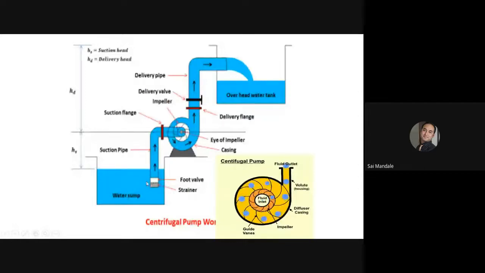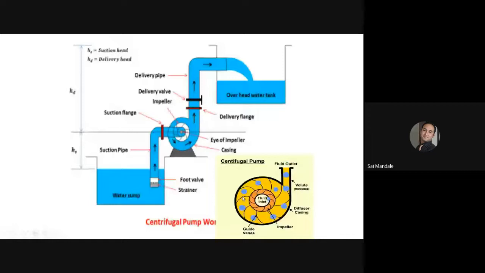So strainer is nothing but a filter. Footwall is nothing but a one-way valve. It allows water to go in one direction only. Means once the pump stops working, the water gets trapped in the suction pipe only. Okay. So the water is trapped in the casing. As there is already a low pressure there, it accommodates the space available in the casing. And once it is coming out of these impellers, it is allowed to pass through the guide vanes.